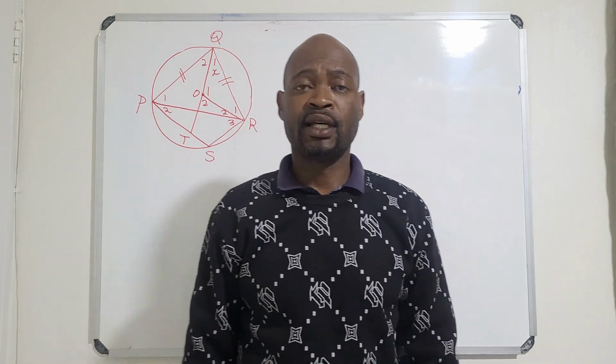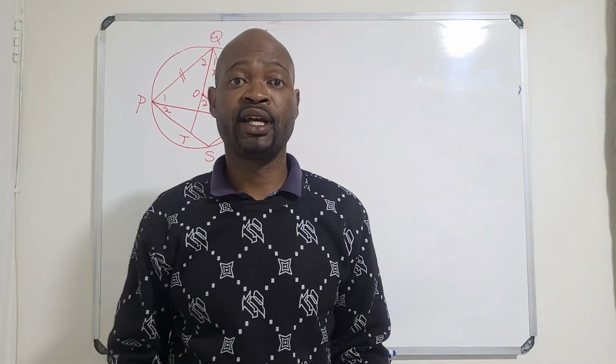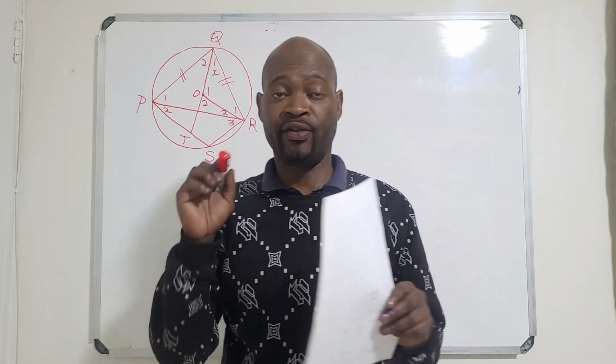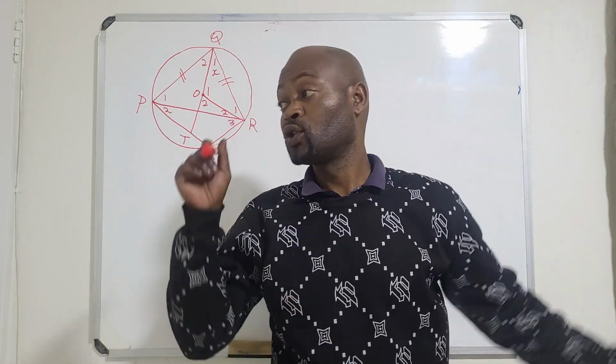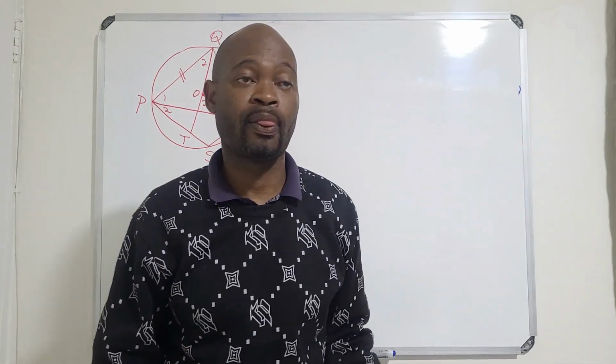Let's look at another example. We must not forget that we must first eliminate all the theorems which are not in the problem. Then we are going to be left with theorems which are in the problem. We're going to use those theorems together with what we have learned in part 1.